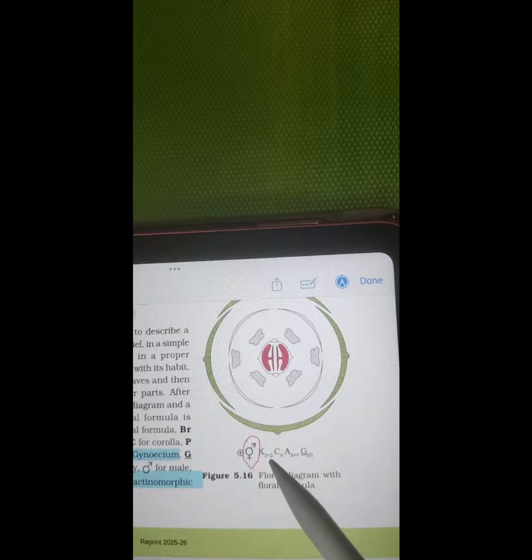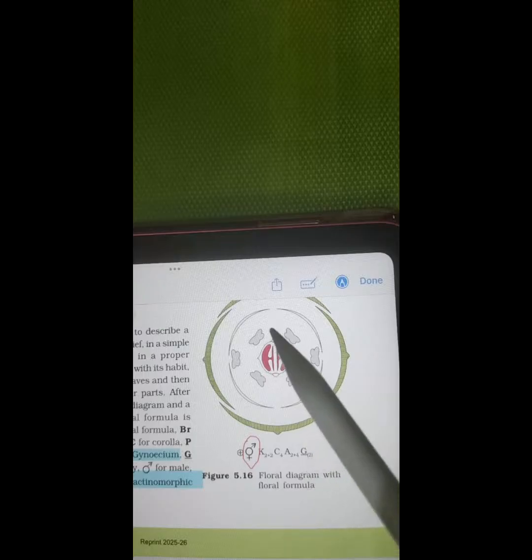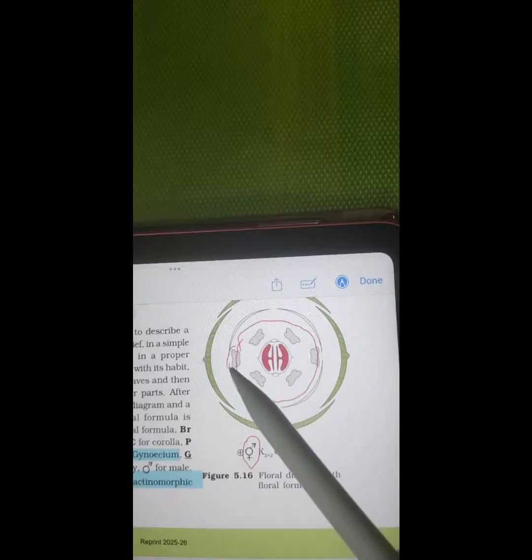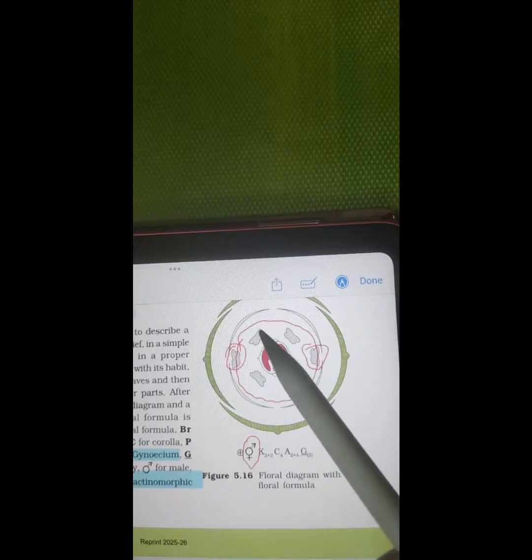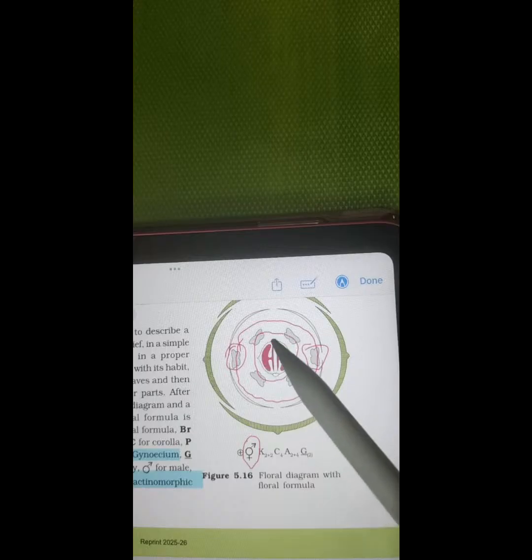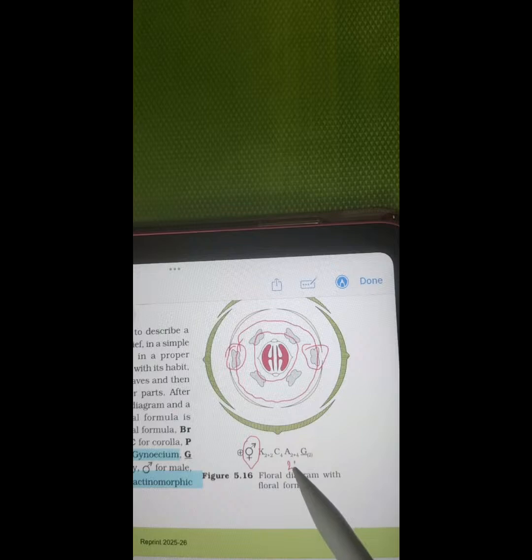K means sepals. 2 plus 2 means they are in two whorls. C4 means corolla, they are 4 in number. Then A refers to androecium. 2 plus 4 means they are present in two whorls. Two whorls means draw a circle and see how many stamens are there. Only two. Now draw another circle. How many stamens are there? Four. That is why it is written 2 plus 4.